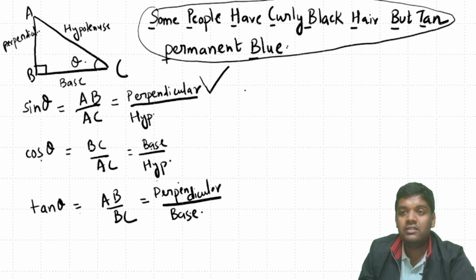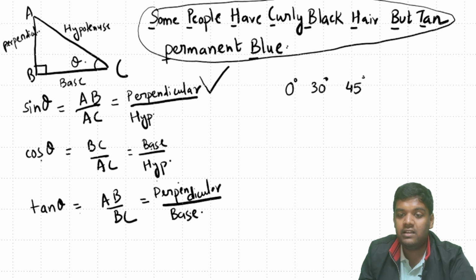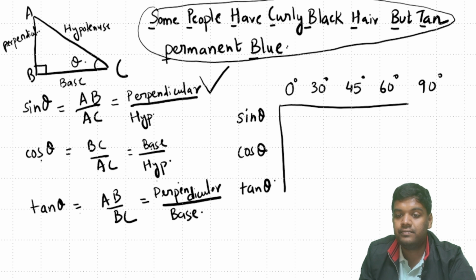Now, there is a value chart of various values of sine theta, cos theta, and tan theta. I'll draw here 0 degree, 30 degree, 45 degree, 60 degree, and 90 degree. Right? Here is sine theta, cos theta, tan theta. Let's see one by one.